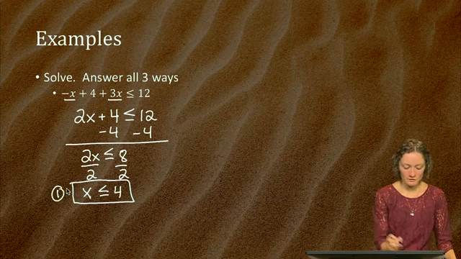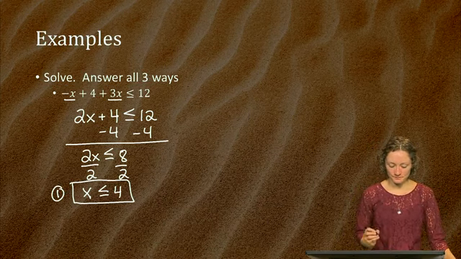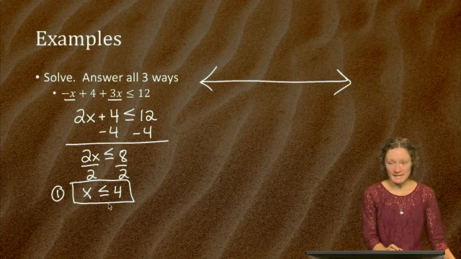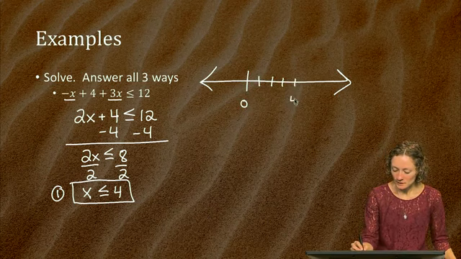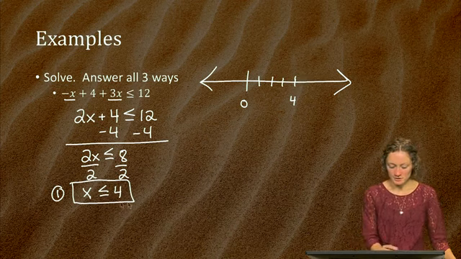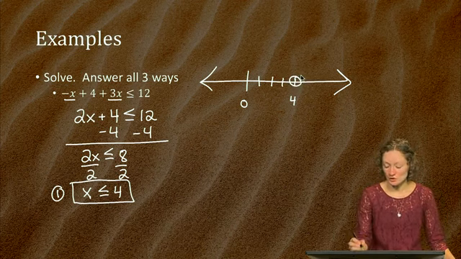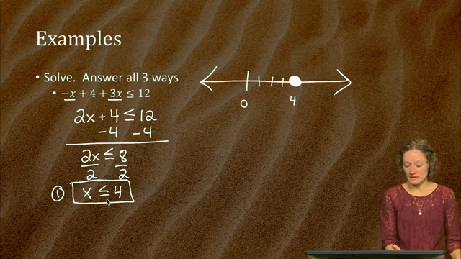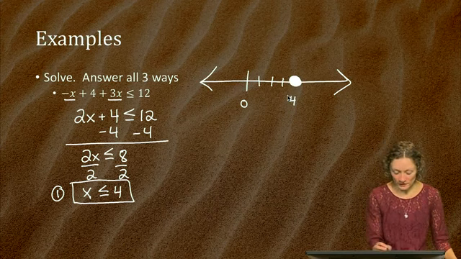This is the first of our 3 ways of answering. This is solving and answering with the inequality symbol. Okay, the second way is on the number line. So it's just taking this solution. Our hotspot is 4. So at that location, we have a closed circle. Why a closed circle? Closed circle because our inequality says it's less than or equal to. That means the number 4 itself is a solution.